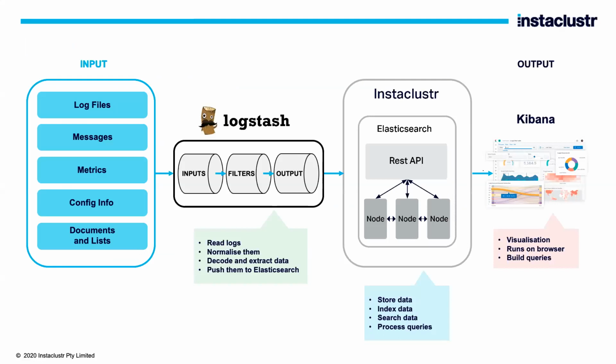Here is the architecture of what an ELK stack looks like. This is where you have inputs like log files, messages, metrics, or any data that goes into Logstash. Logstash receives the input and then filters it, and it can then be displayed or visualized in a browser using Kibana.